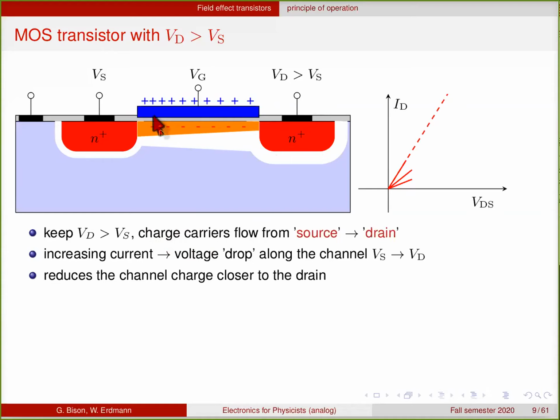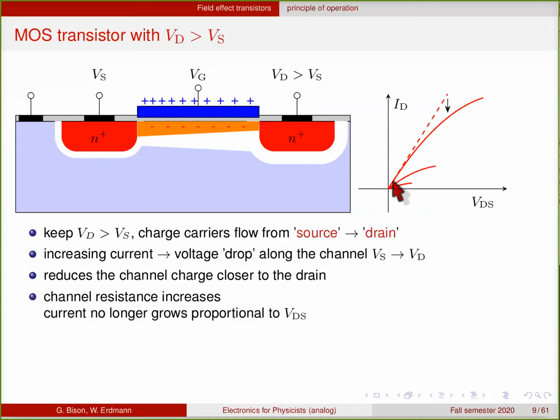This, however, has the effect that the effective voltage difference between the gate and the channel changes along the channel. So it's higher here than it is here. This will then reduce the conductance here, so the resistance gets higher. As an effect of that, the total current is no longer simply proportional to the drain source voltage, but as the drain source voltage changes the resistance, it falls below this linear extrapolation. So now what you get is a current that turns over and deviates from this linear behavior.